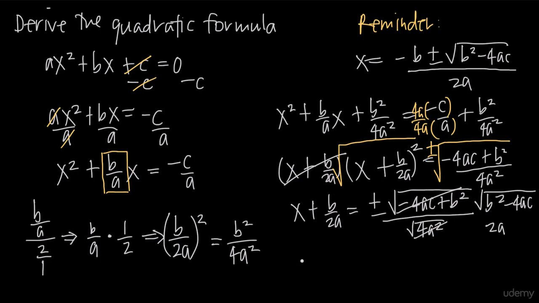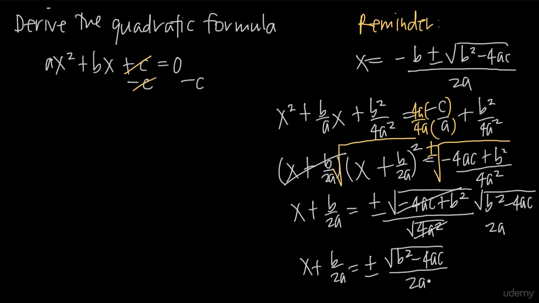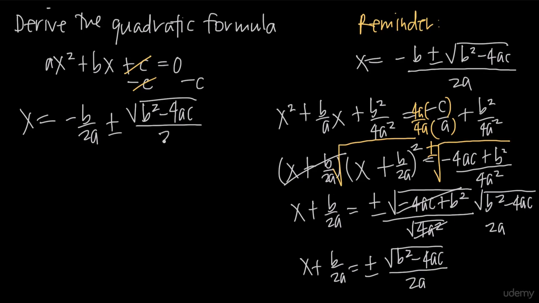When we rewrite this now, we're going to get x plus b over 2a is equal to plus or minus square root of b squared minus 4ac all over 2a. And now, in order to solve for x, what we want to do is go ahead and subtract b over 2a from both sides to get x by itself. So when we do that, we're just going to get x is equal to negative b over 2a, because we subtracted it from both sides, plus or minus square root of b squared minus 4ac all over 2a.